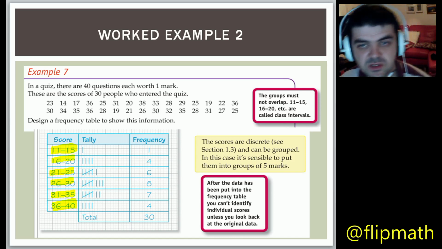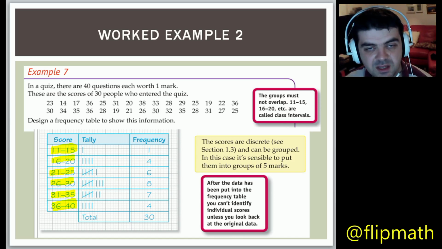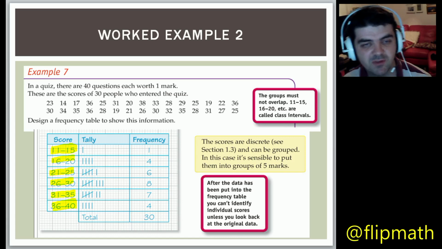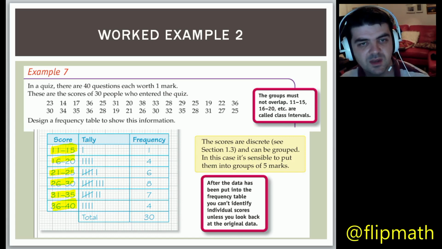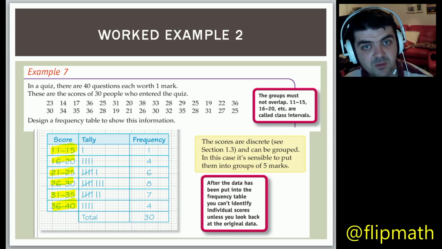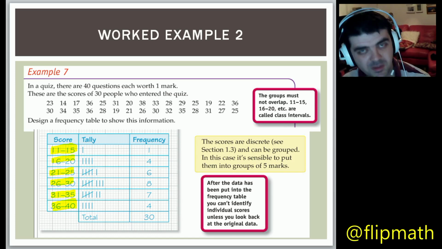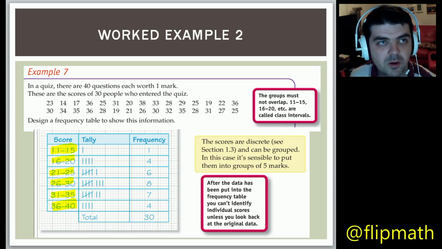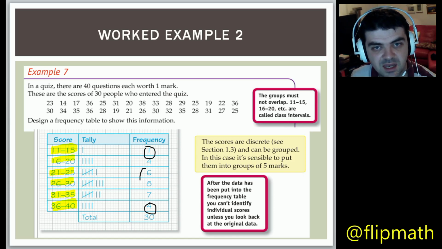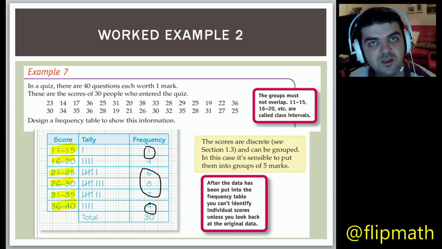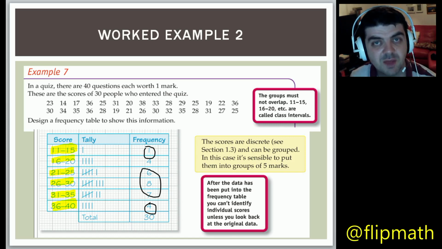Okay, so after the scores are discrete and can be grouped, like I said, after the table's been put in the frequency table, you can't identify individual scores unless you look back at the original data, but you can see roughly what was the most popular mark. And the most popular marks fell between 26 and 30. There was more of those than any other group. Probably not surprising. There was one person that scored very, very low, and a couple of people that scored very high, and this big swathe around the middle was where most of the results came. So there's a couple of things we can draw from that, but again, we're not going to really look very much past that. Okay. Next bit.